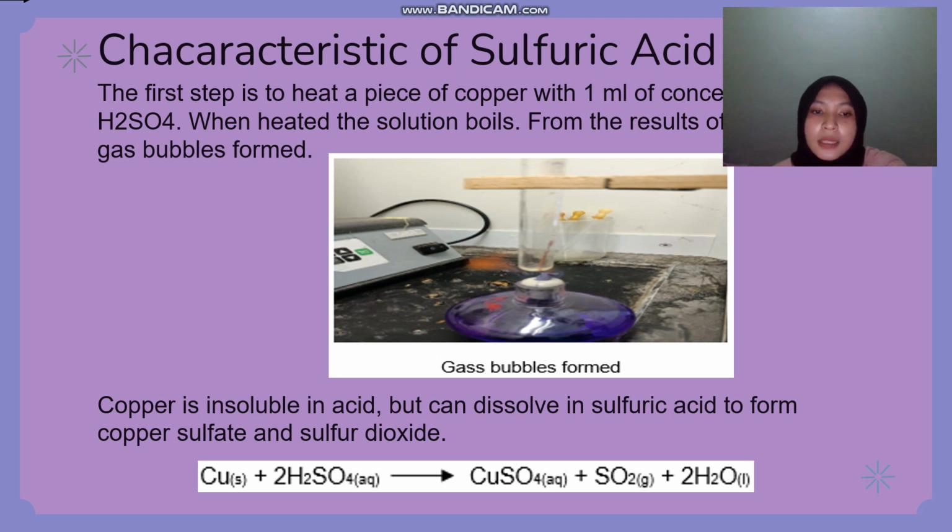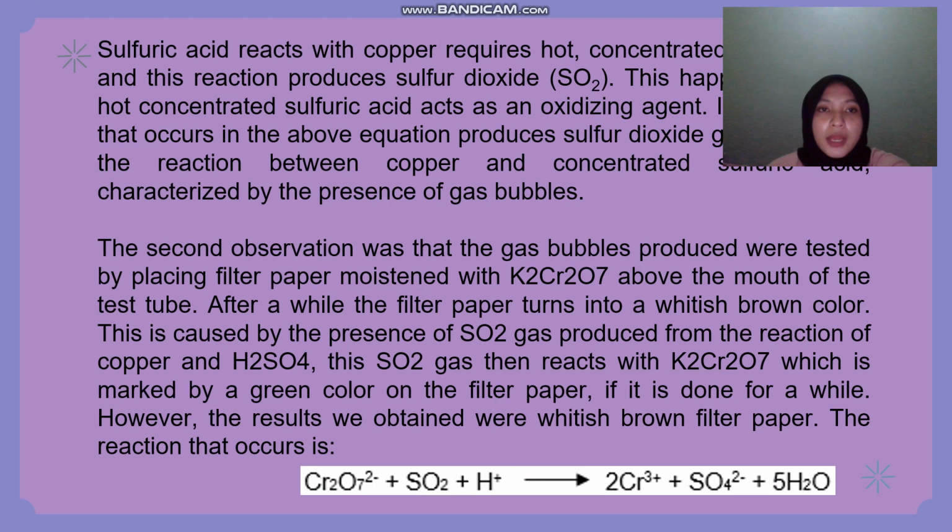Copper is insoluble in acid but can dissolve in sulfuric acid to form copper sulfate and sulfur dioxide. Sulfuric acid reacting with copper requires hot concentrated sulfuric acid, and this reaction produces sulfur dioxide. This happens because hot concentrated sulfuric acid is an oxidizing agent. The reaction that occurs in the above equation produces sulfur dioxide gas. From the reaction between copper and concentrated sulfuric acid, it is characterized by the presence of gas bubbles.